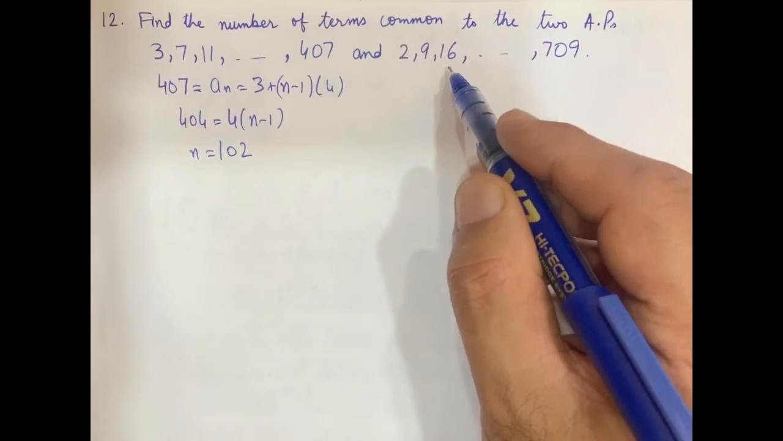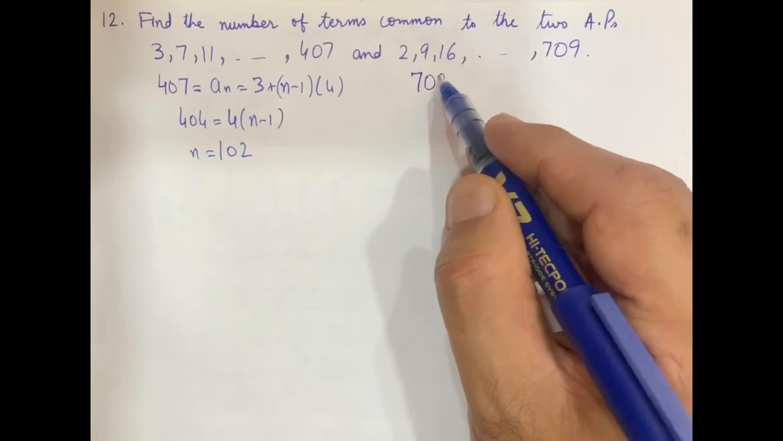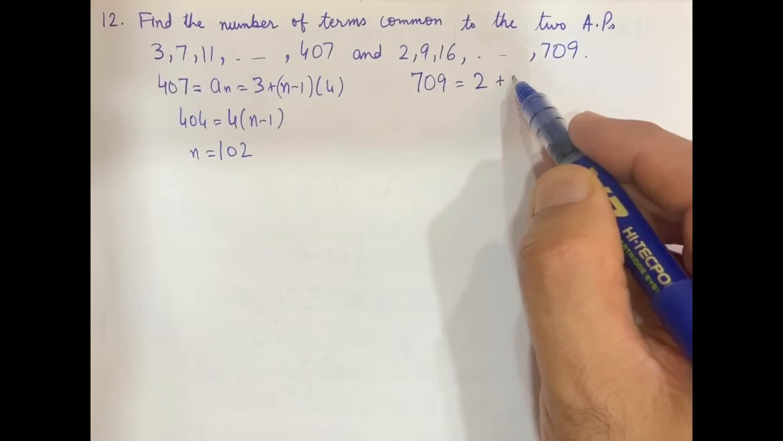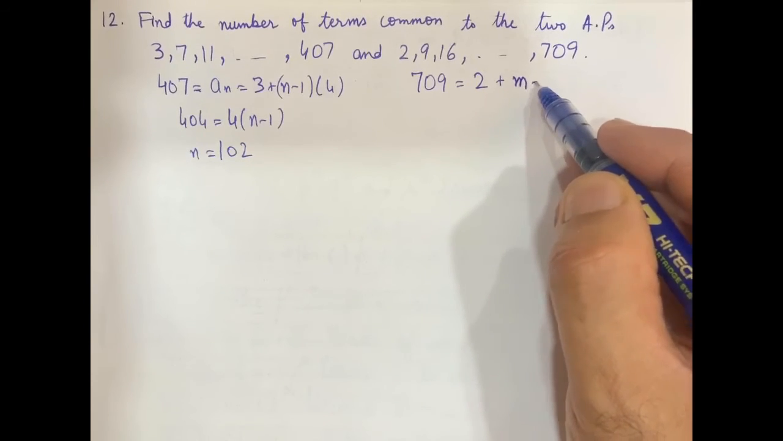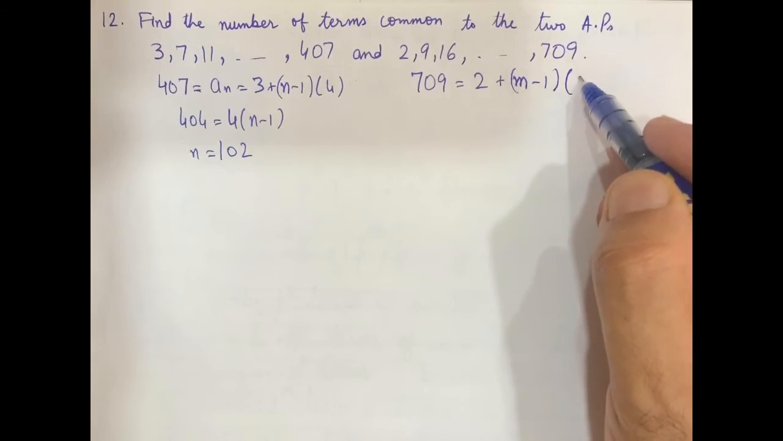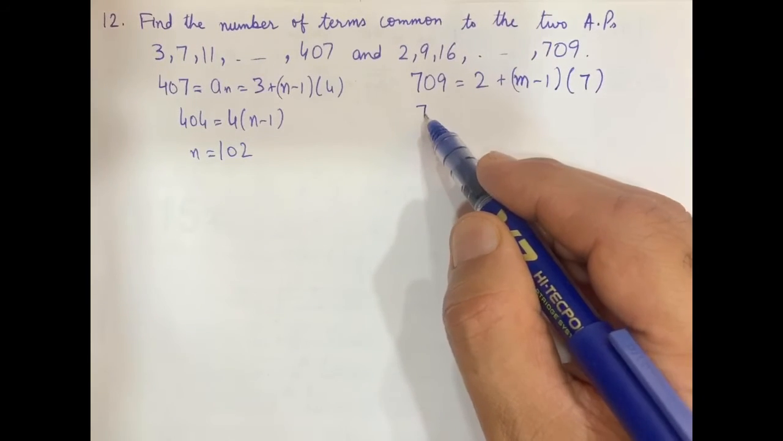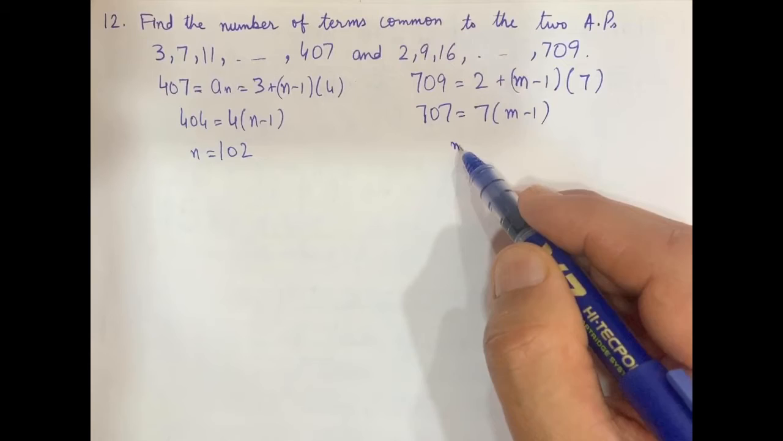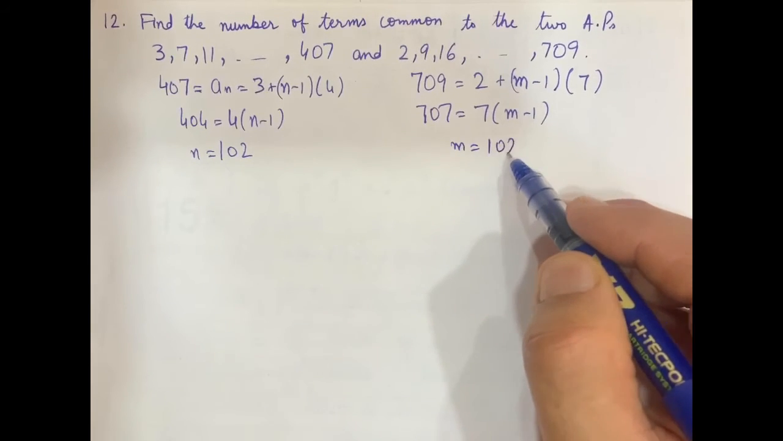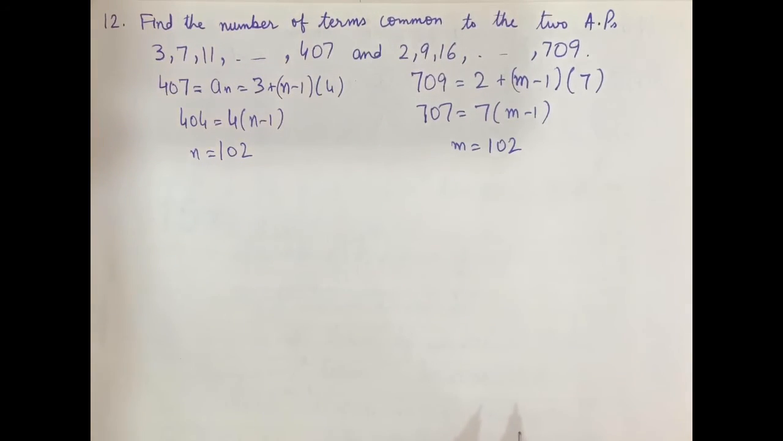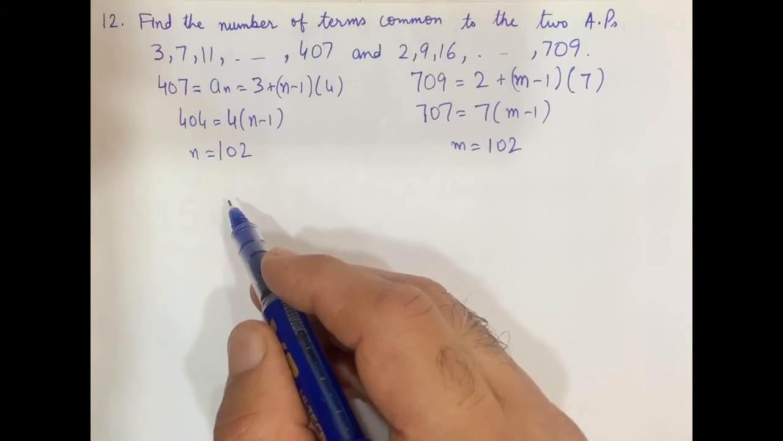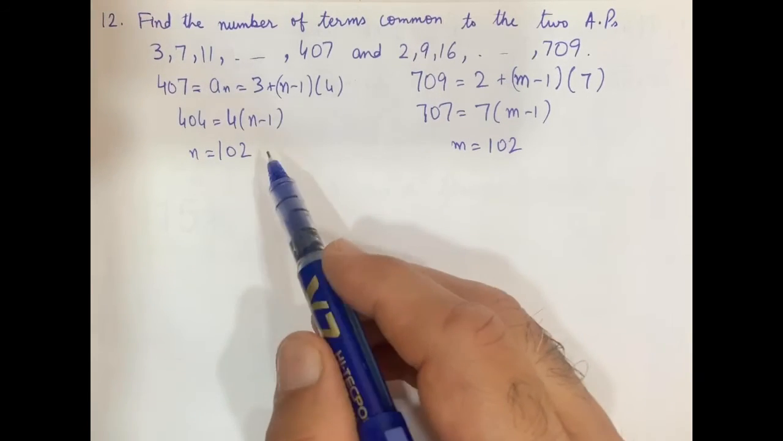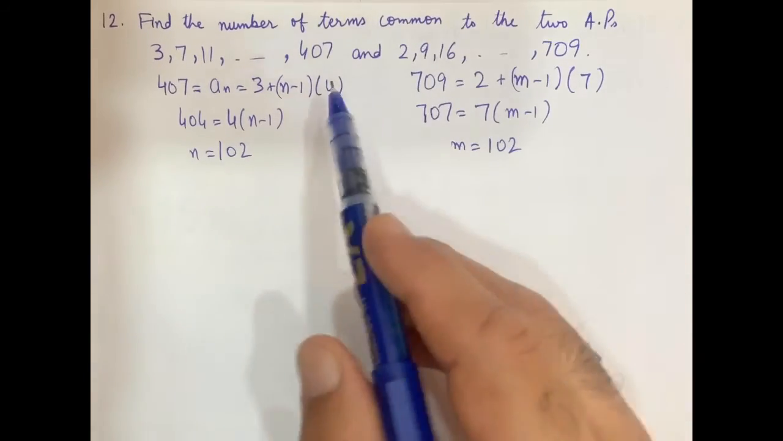Similarly, we find out the number of terms here. 709 is 2 plus m minus 1 into d, which is 7. This is 707, 7 times m minus 1. This gives us m is equal to 102. So that means both the series have the same number of terms, which is 102. We have to find the number of terms common to the two APs.